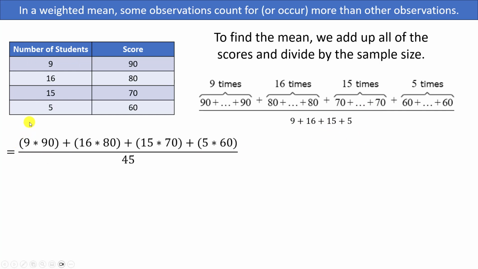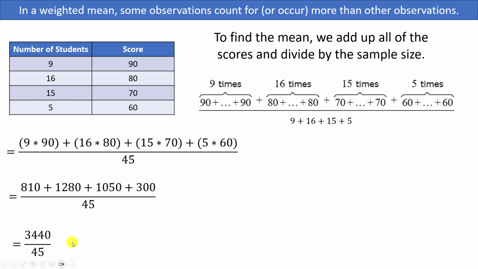This could be simplified to 9 times 90 plus 16 times 80, etc., all divided by 45, which is the denominator. If you simplify this out, you should get this result, eventually this result, and then at the very end, you should get approximately 76.44. So really, the weighted mean, or the weighted average score, taking into consideration the number of students who scored each of these 4 scores, is 76.44.